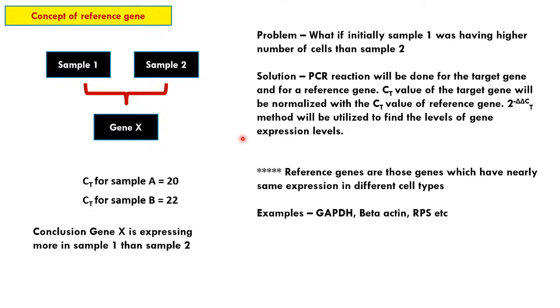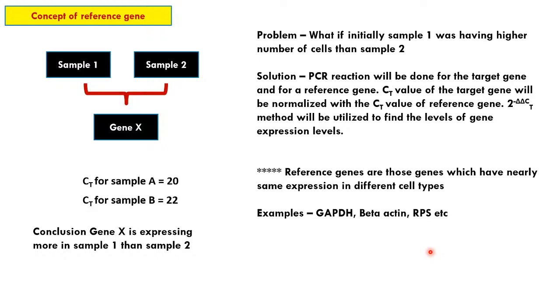So if it is coming different for gene X as well as different for beta actin, then you will be saying, okay, we made a mistake, we have taken a different number of cells. That's why we are doing real-time PCR of the target gene as well as real-time PCR of the reference genes. We get the CT values from the target as well as the CT values of what? Beta actin or GAPDH or RPS. Then we normalize the data.